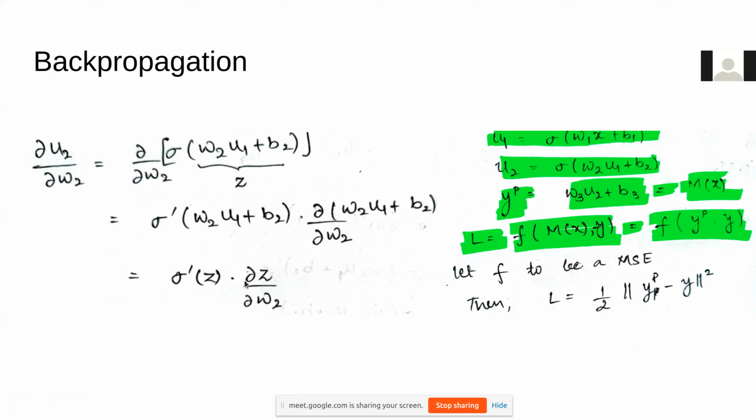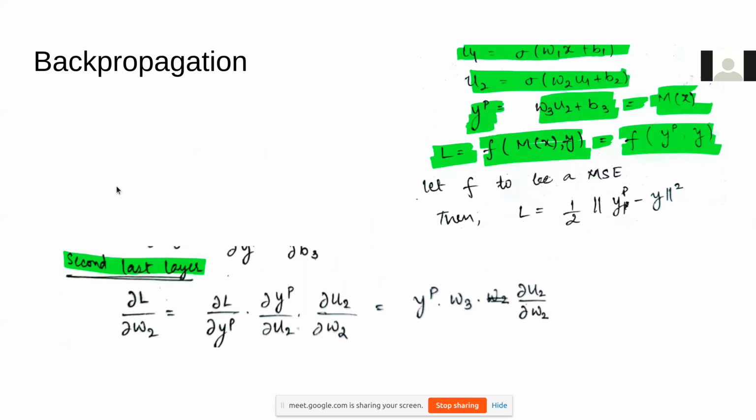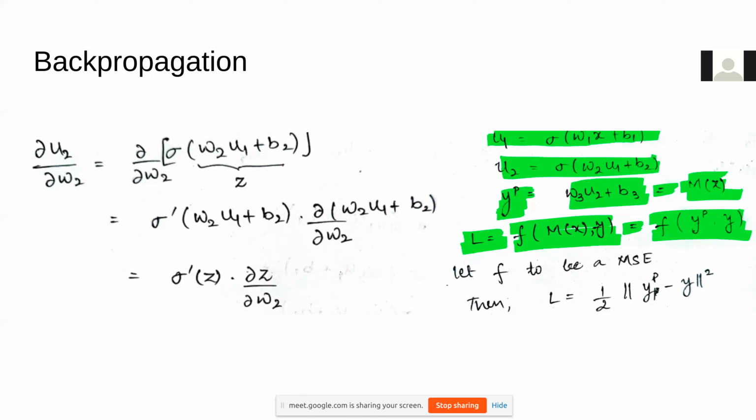A simple question. What should be the update for B2? Like, how to compute the gradient of the loss function with respect to B2? Any idea? Anyone would like to say anything here? It will be very similar to this W2, but with a minor difference.